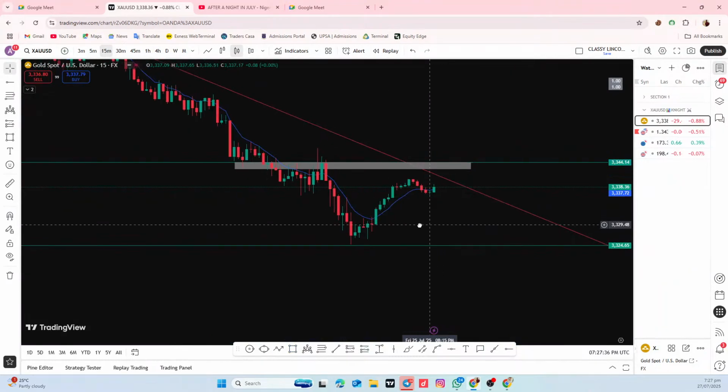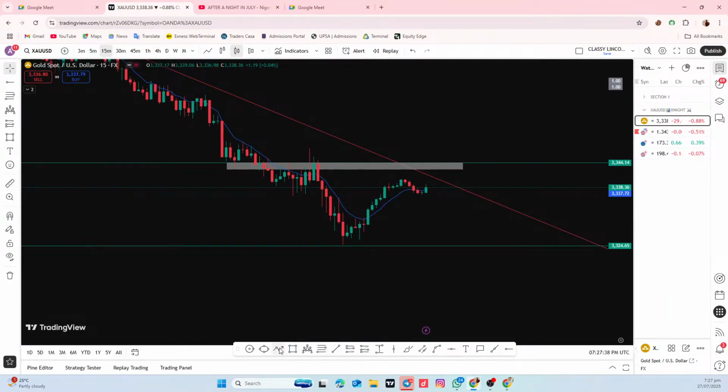So price has the possibility of coming into this zone and selling off, right? If it breaks this level, we're looking to sell more. That is what we have on gold, right? So with gold, we are looking to sell more. Until price takes out this high here, we are looking for sales, right?